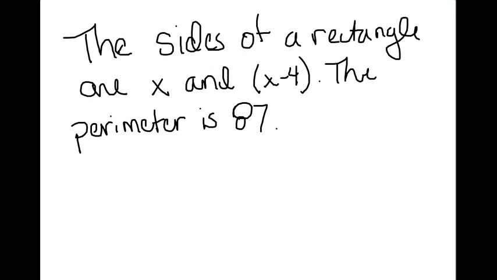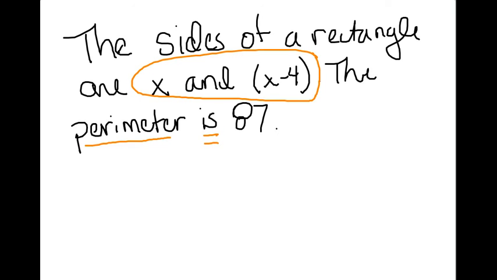So what if I wanted to write this as an equation? The sides of a rectangle are x and x plus 4. The perimeter is 87. So there's a lot going on here, but I know that I'm talking about perimeter, and I know I'm going to have an equal sign, and I know what the lengths of the sides are. So I probably want to use the formula for perimeter.